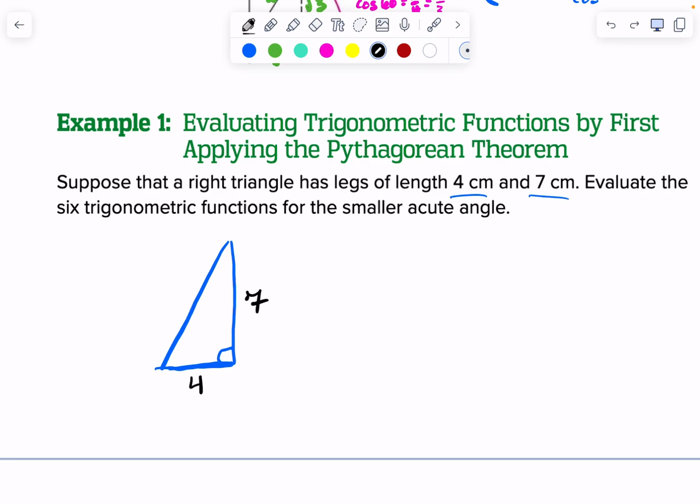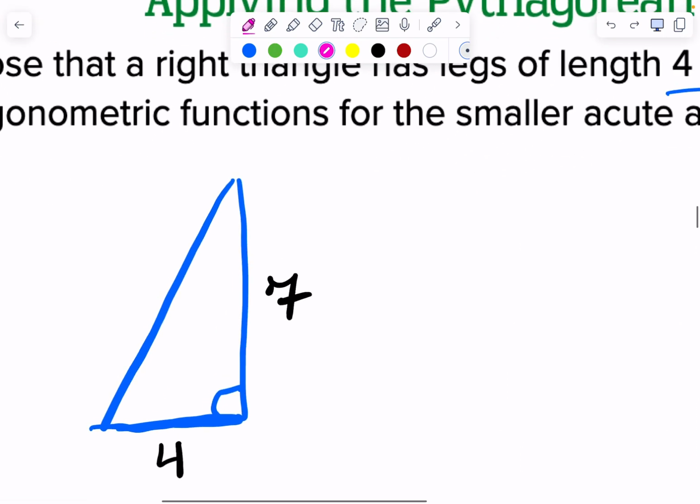Okay, so there's number 4 and 7. It says evaluate the 6 trig functions for the smaller acute angle. They have to tell you which angle you're dealing with. Which one are we dealing with? The smaller acute angle. The one up top, theta lives up here. This one angle is going to be bigger than this one.